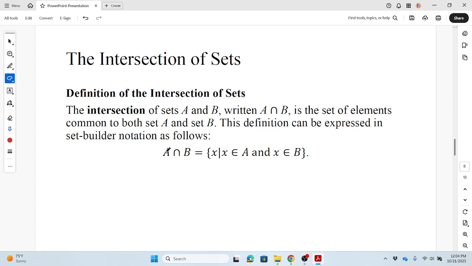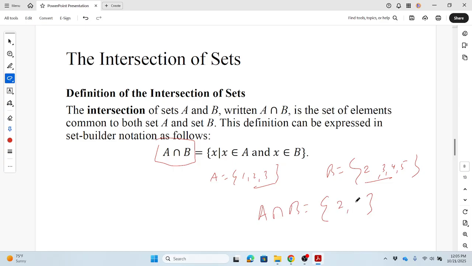Two sets, if they have common elements, then you can denote that common set by A intersection B. And how do you find that? It is the set of x such that x is in A and x is in B. So the elements are supposed to be in both of them. For example, let's say A is 1, 2, 3 and B is 2, 3, 4, 5. Then A intersection B, how many elements are there? 2 and 3. So you create a new set with those two elements. So intersection means the set of common elements.